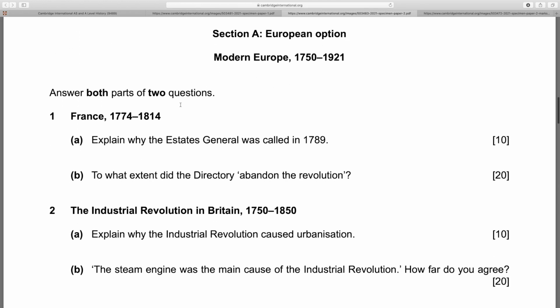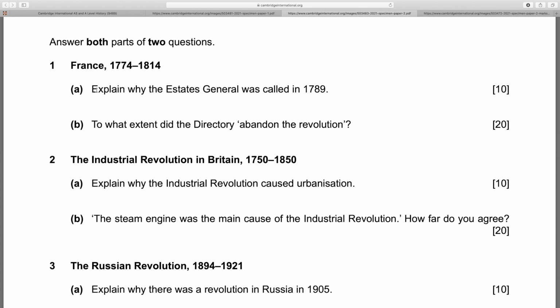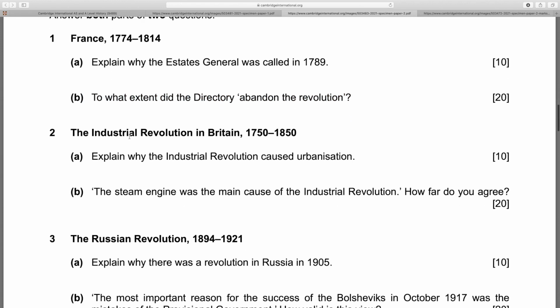So for European here, you have France, 1774 to 1814. You have your 2 questions here to answer. You can see question A, explain why the Estates General was called in 1789. So like I said there, it's a causation question. And B, to what extent did the Directory abandon the revolution? So you're going to assess that statement. Did they or did they not abandon the revolution?